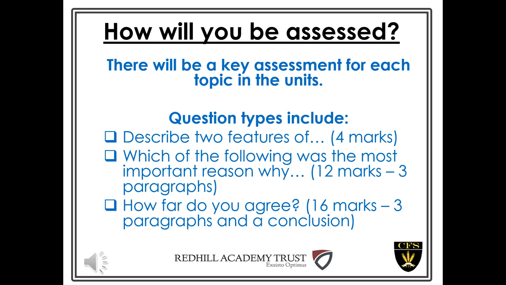Assessments will take place at the end of every topic. However, there will always be opportunities to practice these types of questions and your teacher will model them in the lessons. There are a variety of question types at GCSE History. There are some four markers that ask you to describe what is happening, but there are longer answers which ask you to think about what was the most important reason that things happen. If you would like to see a paper, then please speak to your history teacher.